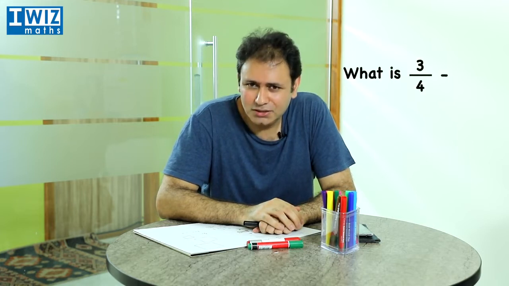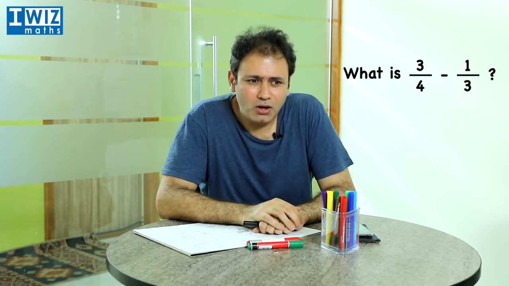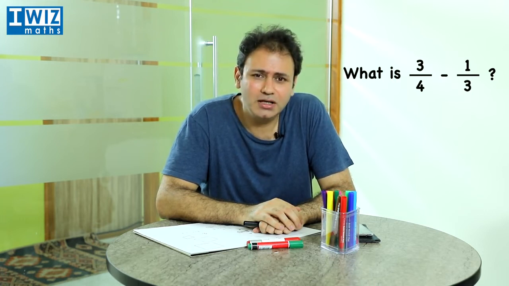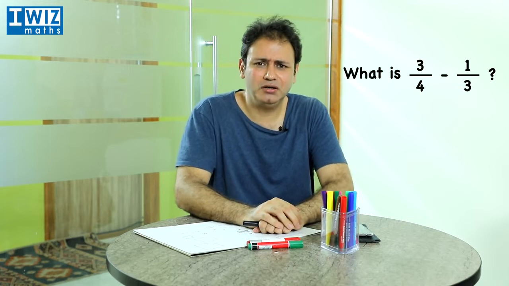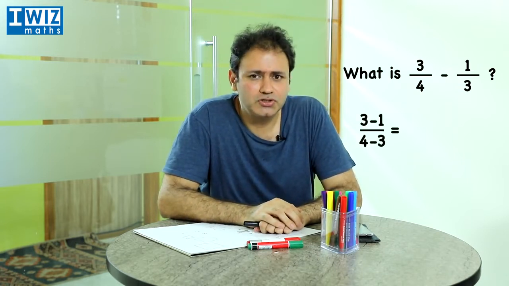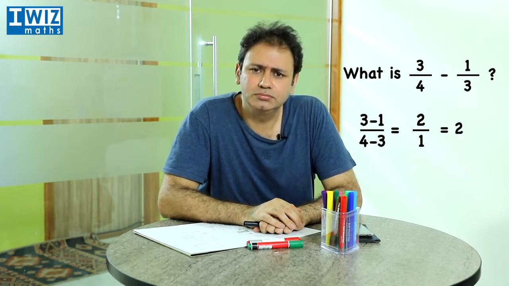And you give the child the following question. What is 3 on 4 minus 1 on 3? Now, a lot of the times, children very quickly turn around and say, well, that's easy. That's just 3 minus 1 divided by 4 minus 3, which is 2 divided by 1, which is 2.